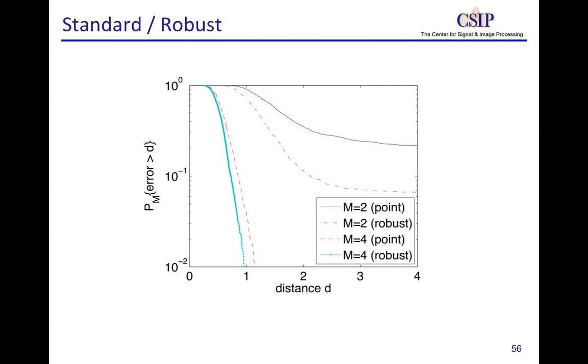So this is what this looks like. This is comparing the robust approach to the point nulling approach. So you can see that for 2 measurements, and both 2 and 4 measurements, the robust approach works slightly better than the standard point approach. And this is using the same distance metric as before as well.